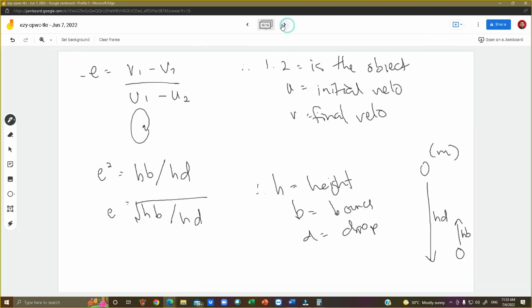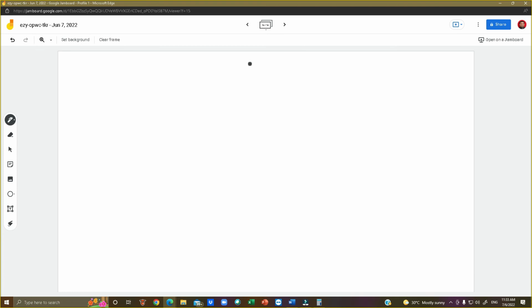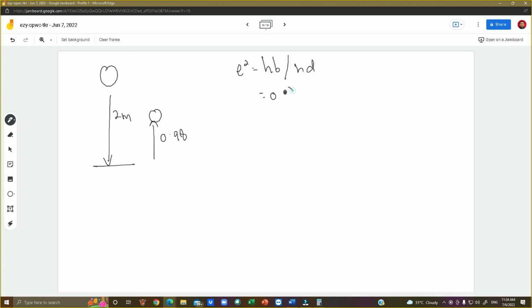I give you an example, just one example. Let's say we have a soccer ball. Kita ada satu bola sepak, and this ball we drop from a height of 2 meter, and after the ball hits the ground, it bounced back to a height of 0.98. So what category of collision occurs here? Jadi kita pun boleh gunakan yang tadi. E squared equals height bounce divided by height drop, so equals 0.98 divided by 2.